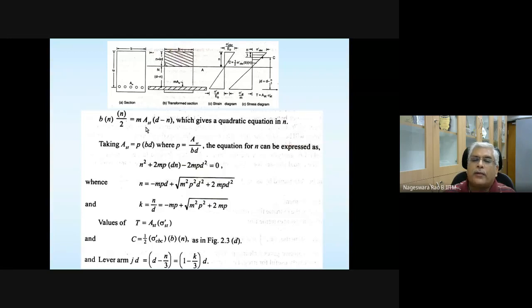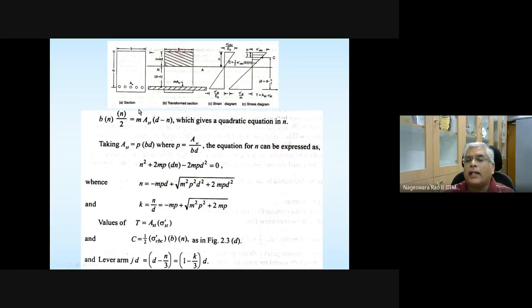And what about the moment of area in tension with respect to the neutral axis? What is the area in tension? m times Ast is the area in tension. And what is the distance of the centroid of that area from the neutral axis? d minus n. So m Ast multiplied by d minus n. So the moment of area in compression with respect to the neutral axis is equated to the moment of area in tension with respect to the neutral axis.